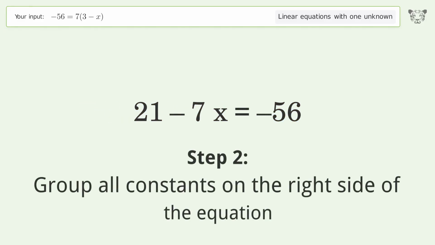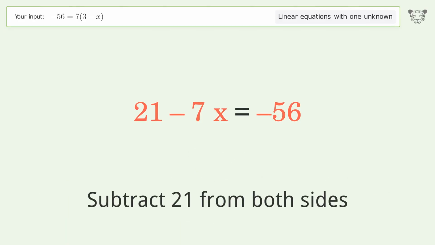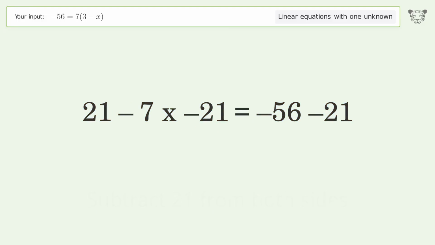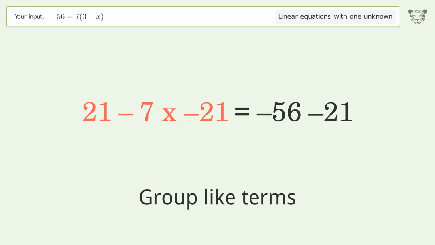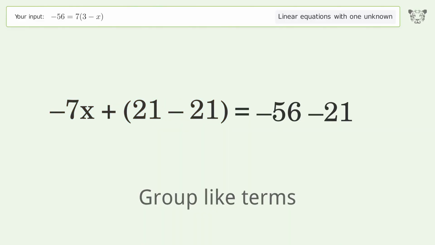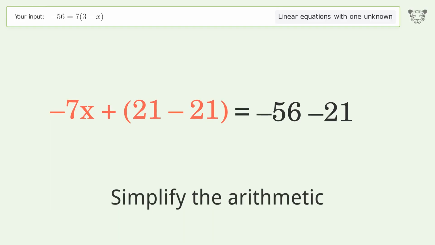Group all constants on the right side of the equation. Subtract 21 from both sides. Group like terms. Simplify the arithmetic.